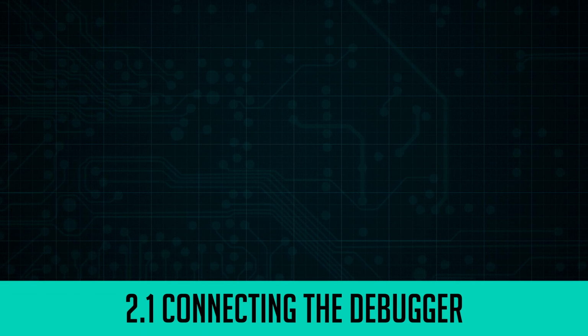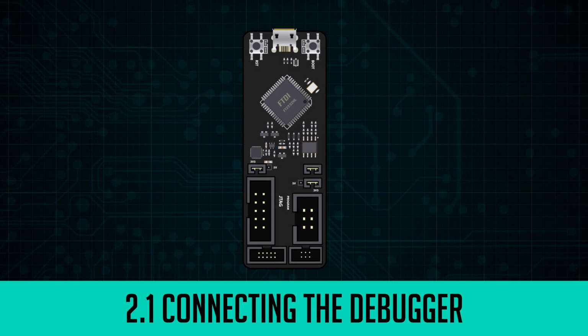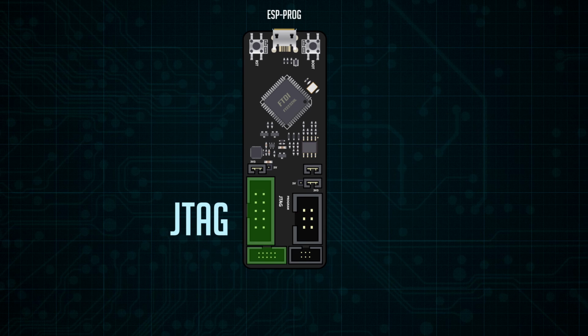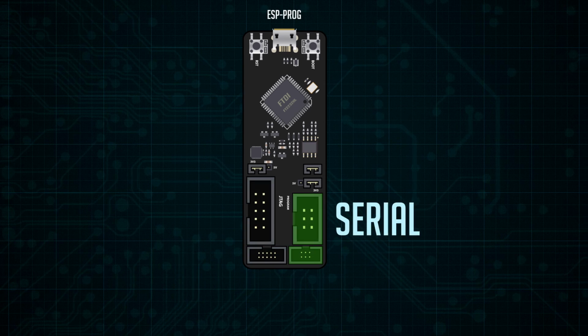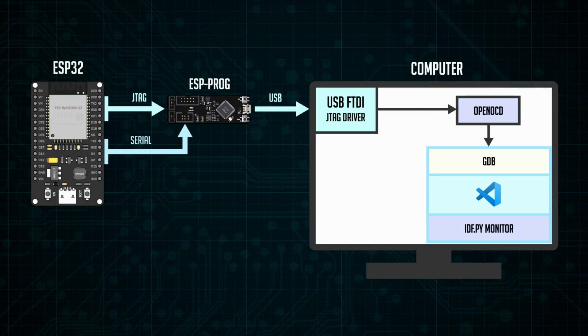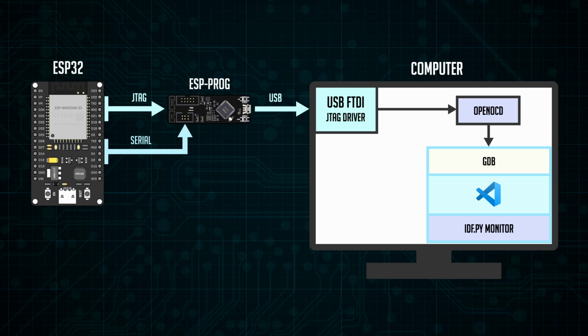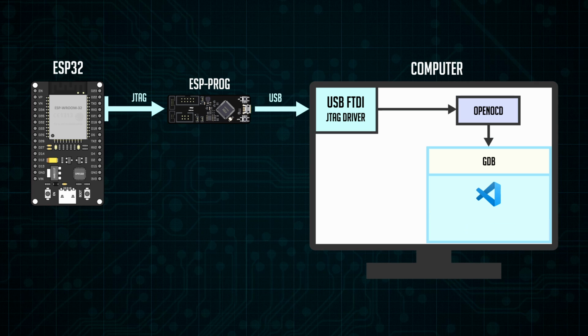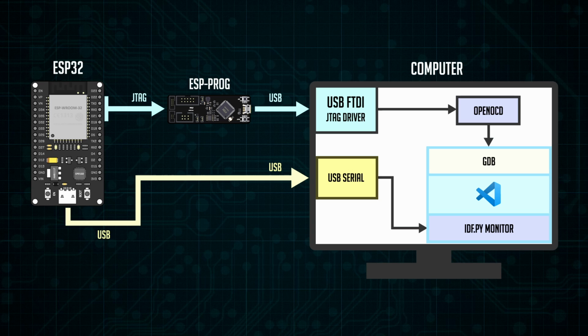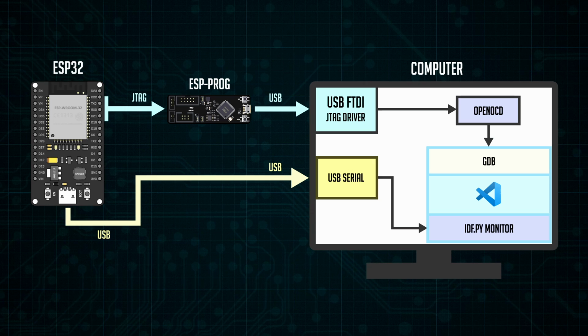The first step is to connect it to the ESP32. The ESP-PROG has two connectors. This first one is used for the JTAG, and the second one for the serial interface. Both can be connected to the ESP32 and used through just one USB cable. But in our example, we are going to connect just the JTAG and use the serial through the ESP32's USB interface, to keep it simple.